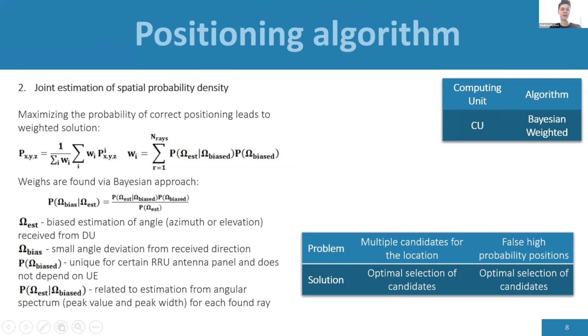Omega estimate is the estimate which we got from the distributed unit; it doesn't matter whether it's azimuth or elevation. Omega bias is the angle deviation that we search. For example, we received 45 degrees and we search in plus or minus 3 degrees. Omega bias in this case will be plus or minus 3 degrees. And we can use weighting P by a normal distribution.